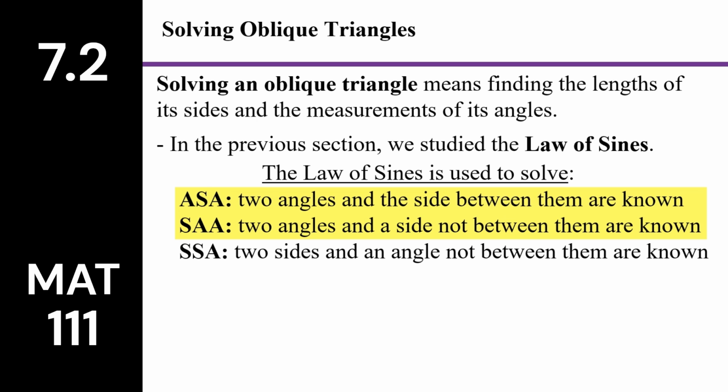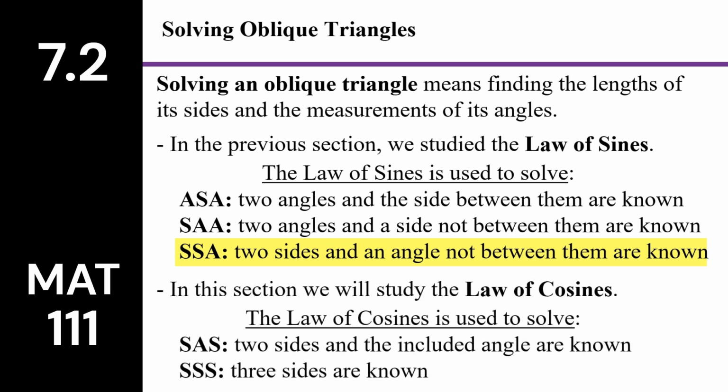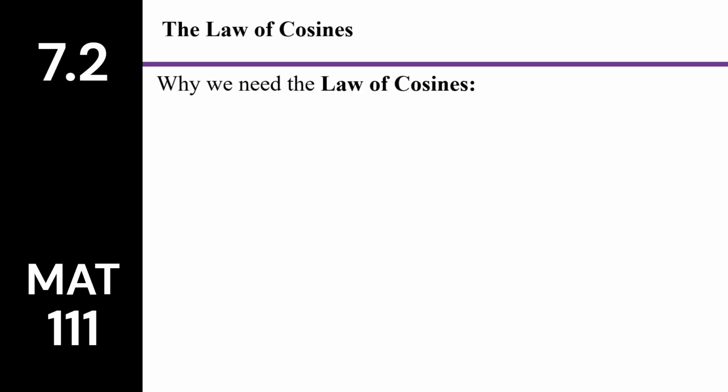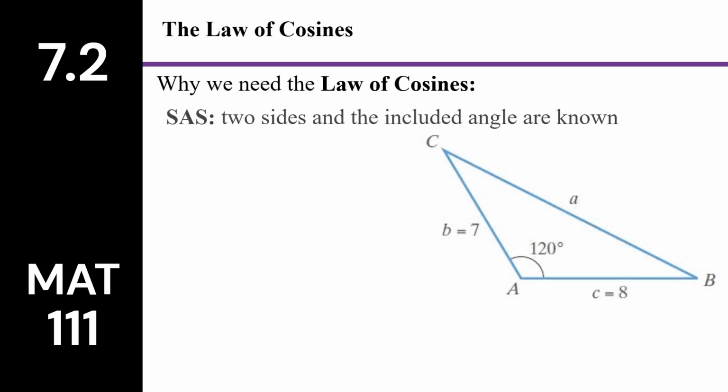Both of those were the determined case, and we also looked at side-side-angle, which was the ambiguous case. In this section, we need to learn the law of cosines in order to solve side-angle-side and side-side-side. Why do we need the law of cosines? Well, one example is side-angle-side, when you know two sides and the included angle, which means the angle between those two sides.